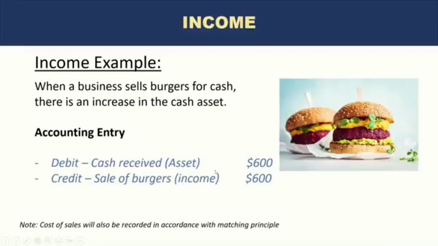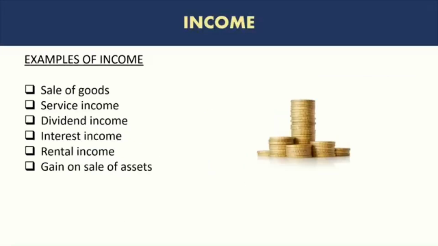So this section, as you see, this is the recording of income. If you remember, there's always double entry, dual impact. So the asset increases and income also increases, but in the form of a credit. Just a point to note here, cost of sales will also be recorded in this case in accordance with matching principle, and we will be discussing accounting principles in a separate section shortly. Examples of income include sale of goods, service income, dividend income. This is the dividend that is received from any investments that a company has in other companies, interest income, rental income, and gain on sale of assets.